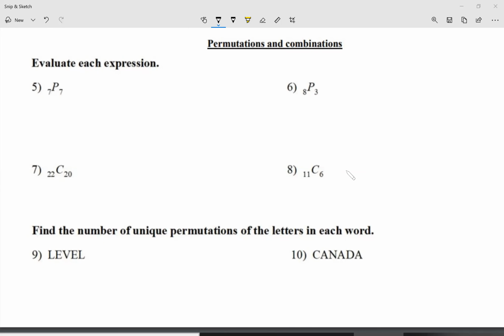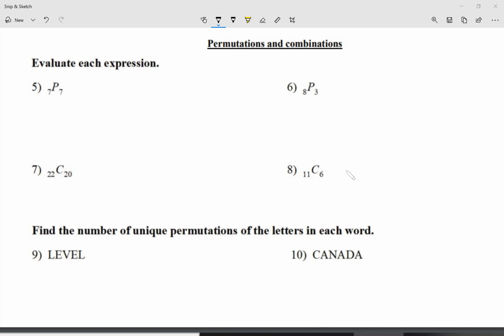So we talked about counting methods last time. Now we're going to be using permutations and combinations. A permutation is when the order does matter. Okay, the order does matter. Combination means order does not matter. Okay, what does it mean?